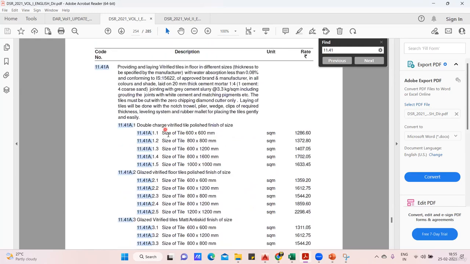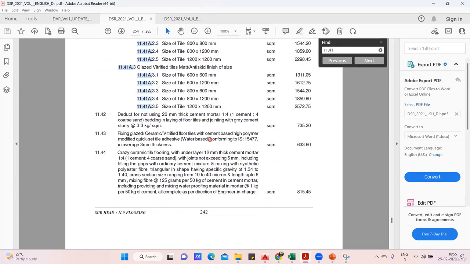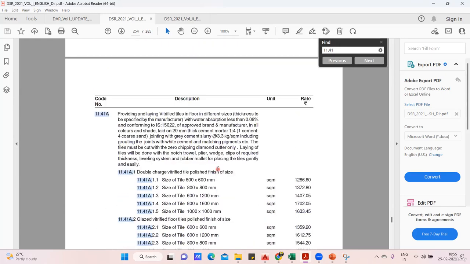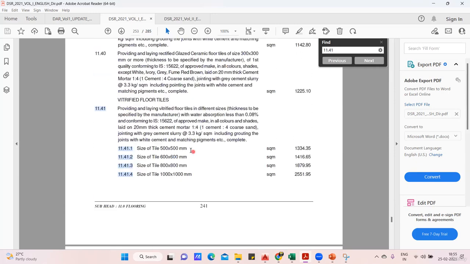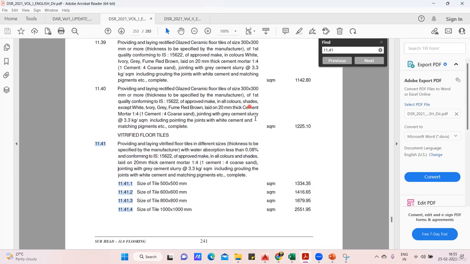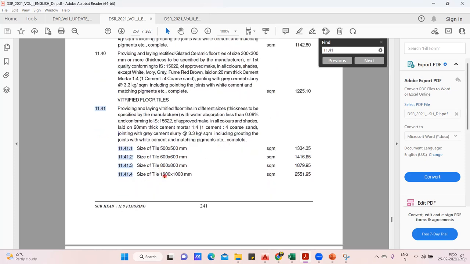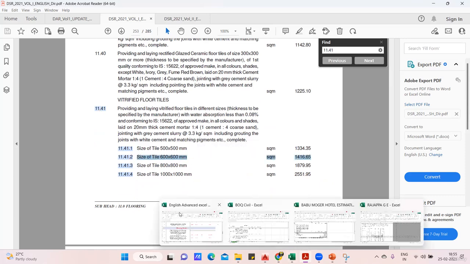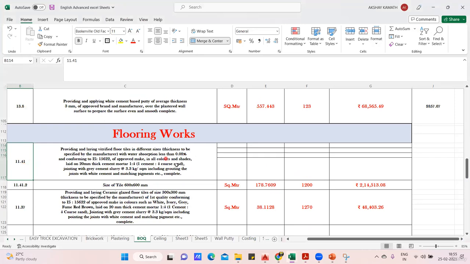See, this is all double charge vitrified tiles. So based on the different tiles given, you will go mad if you look at all these things. But for the time being, I'll go with 11.41. Again, based on your requirement, you can select whichever tiles you want. If somebody wants 1000 mm by 1000 mm, go with this tile and this will be your rate. But right now I'll go with 600 by 600. It is 11.41.2. So I wrote the same thing here. 11.41 is the main heading. So 11.41.2, the tile size is 600 by 600.